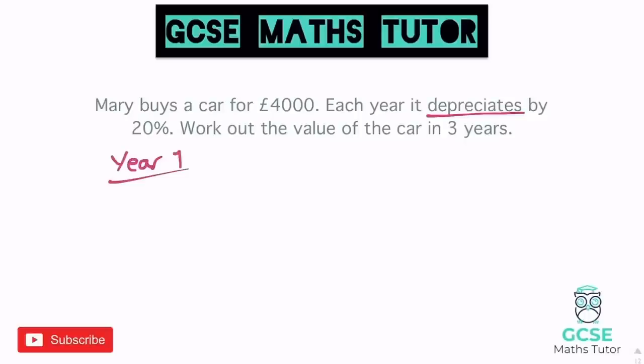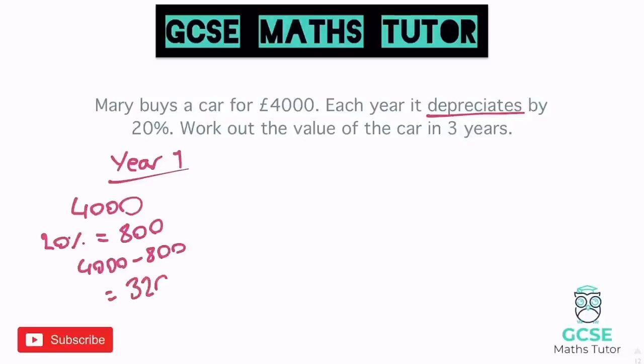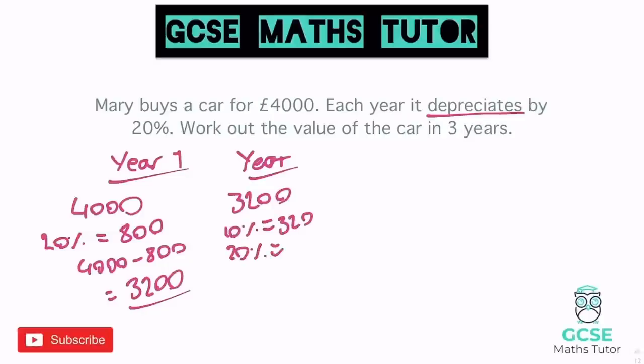Year 1, the £4,000 is what it's worth. 20% of that we can work out. 10% is 400, 20% is 800. And if we take away that 800, so 4,000 take away 800, we end up with 3,200. So we don't keep losing £800 a year. Now in the second year, it's worth 3,200. 10% of that is 320. 20% of that is double that, 640. And we could subtract 640. So 3,200 take away 640 will leave us with our answer for the second year.